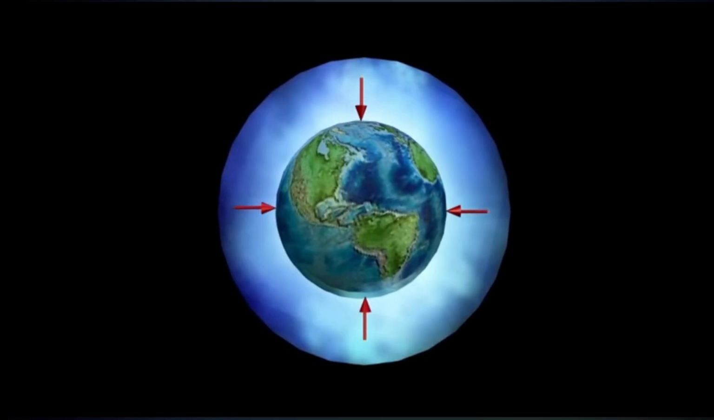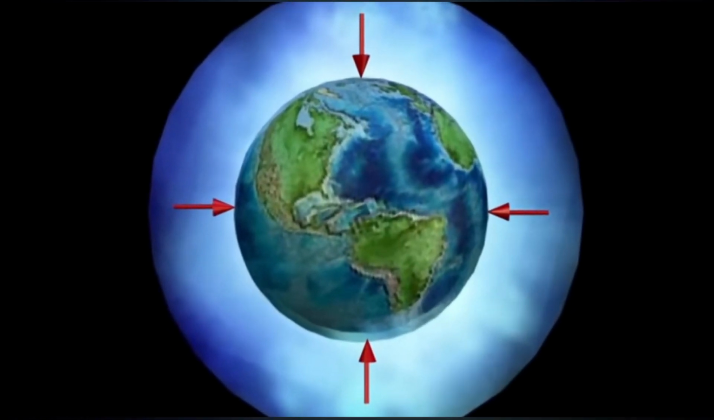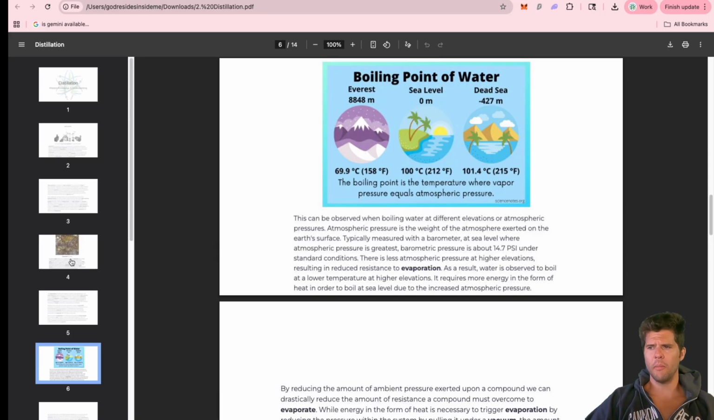Atmospheric pressure is the weight of the atmosphere exerted on the Earth's surface, typically measured with a barometer. At sea level, where atmospheric pressure is greatest, barometric pressure is about 14.7 psi under standard conditions. There is less atmospheric pressure at higher elevations, resulting in reduced resistance to evaporation. As a result, water is observed to boil at a lower temperature at higher elevations. It requires more energy in the form of heat in order to boil at sea level due to the increased atmospheric pressure.